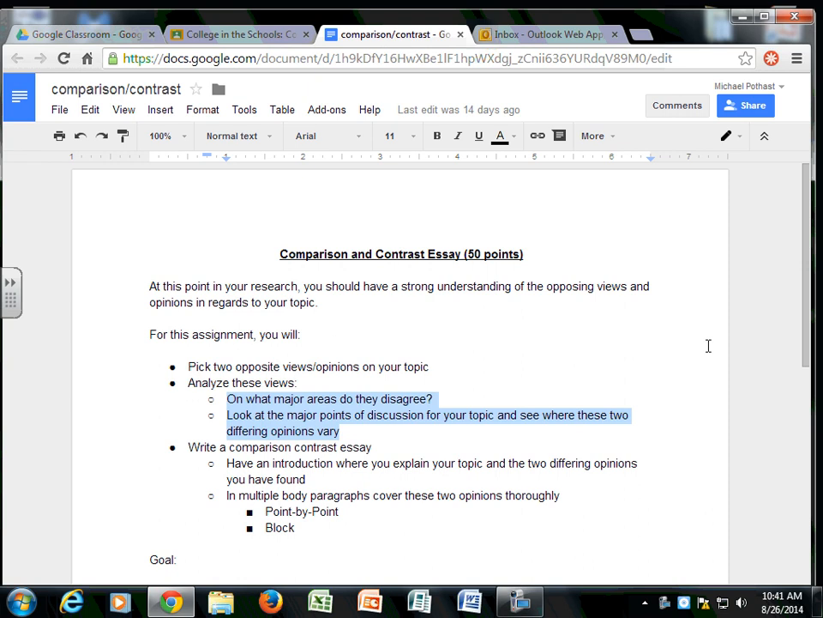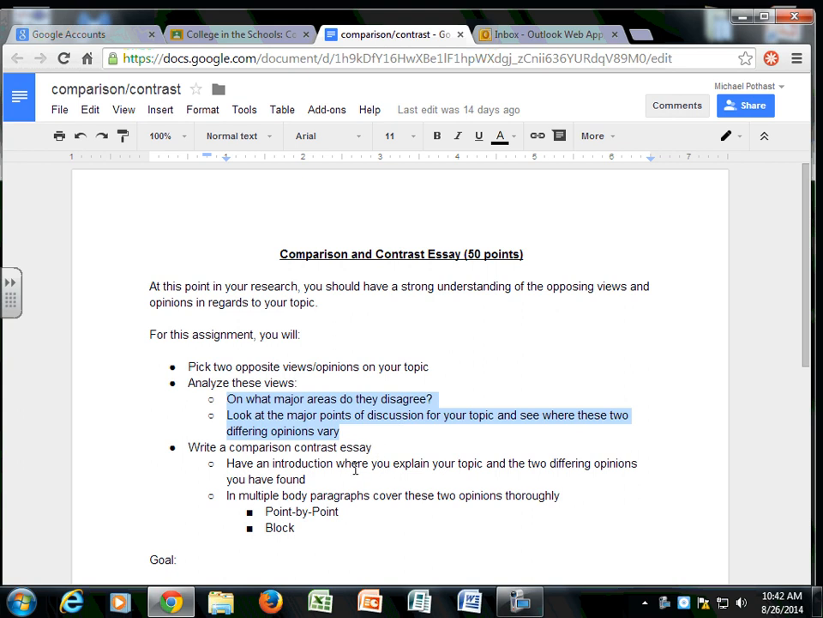It says, look at the major points of discussion for your topic and see where these two different opinions vary. Like truly look at both sides of this one part of your argument and understand both. It doesn't mean that you have to change your mind, though heaven forbid you do look at it more clearly and maybe do change your mind. These things happen. So once again, you're not looking at every aspect of comparison or contrast or differing viewpoints on your topic. You're looking for one major aspect and you're going to look at both sides' discussion of said aspect.